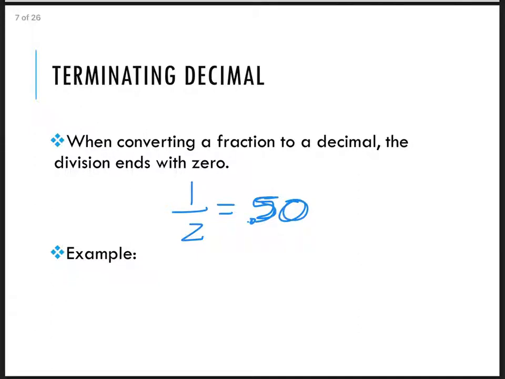If I have, let's say 1/4, that's 0.25, 0.25 if you like. So it ends, it terminates. Any random one like 0.32, that ends. That is a terminating decimal. 4.387, it ends, so it's a terminating decimal.